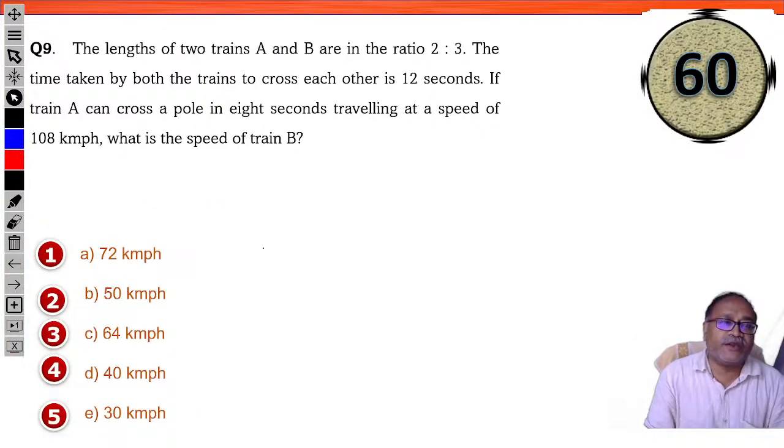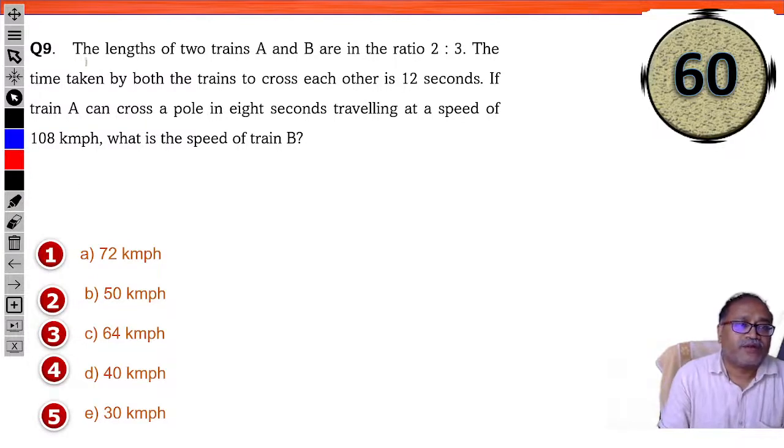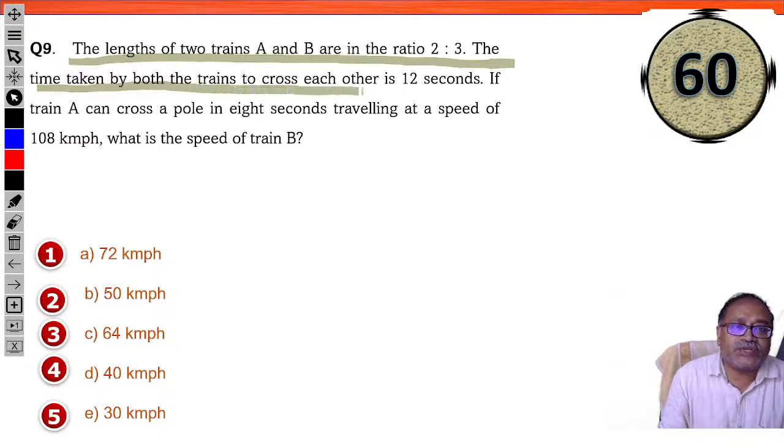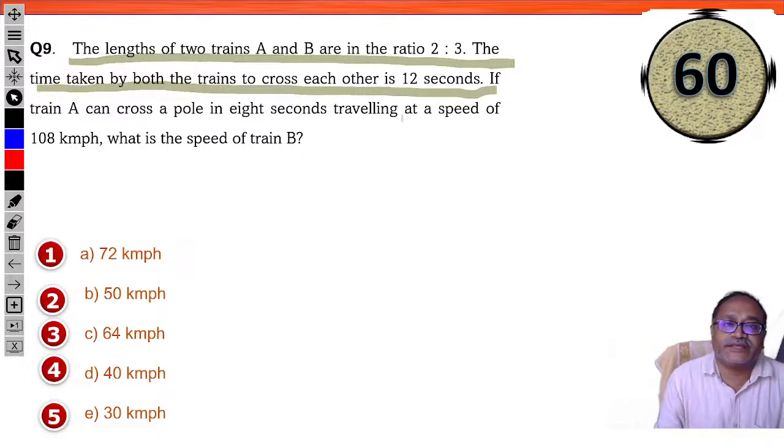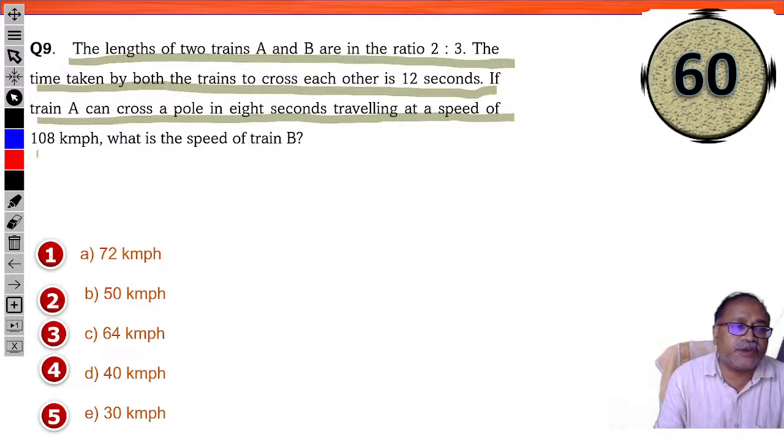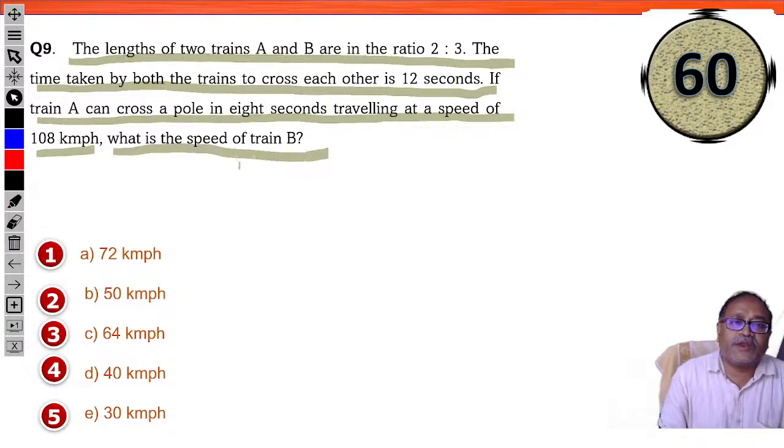Okay, coming over here. Question number 9. The lengths of the two trains A and B are in the ratio of 2:3. The time taken by both the trains to cross each other is 12 seconds. If train A crosses a pole in 8 seconds, traveling with a speed of 108 km per hour, what is the speed of B? Your time starts now.